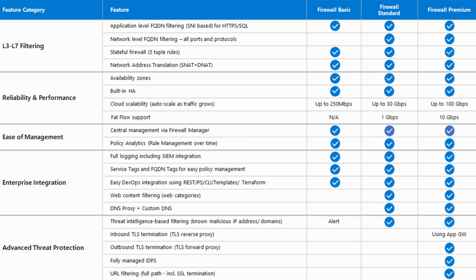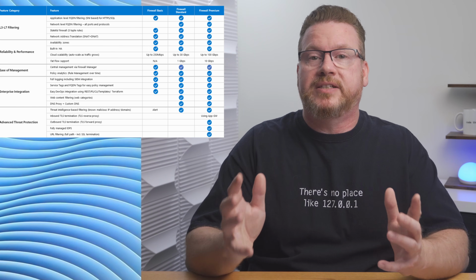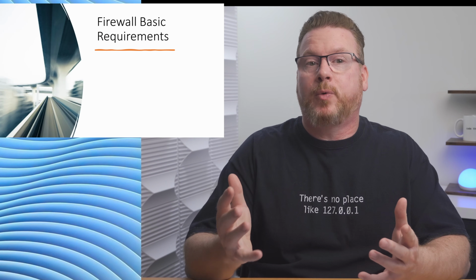Another option is to use a solution such as Defender. Next, threat intelligence-based filtering only provides an alert action. That requires user intervention to respond to those alerts. If those or any other missing features are required for the deployment, a standard or premium SKU is a better option. Let's review the requirements next.